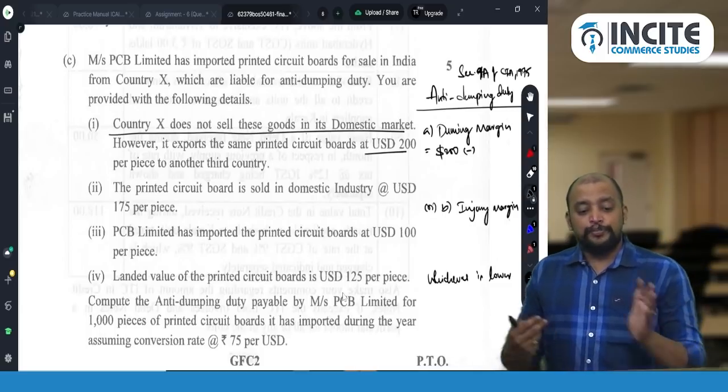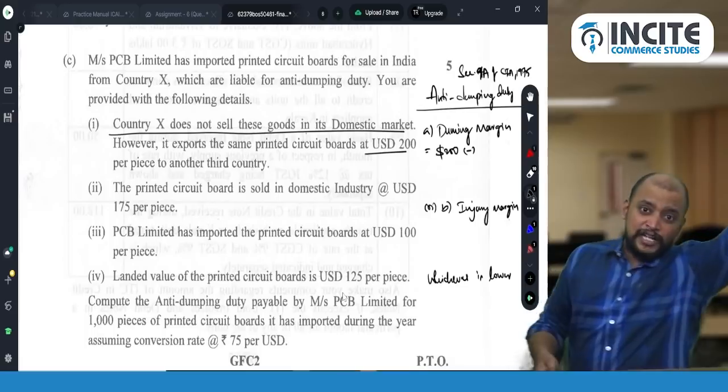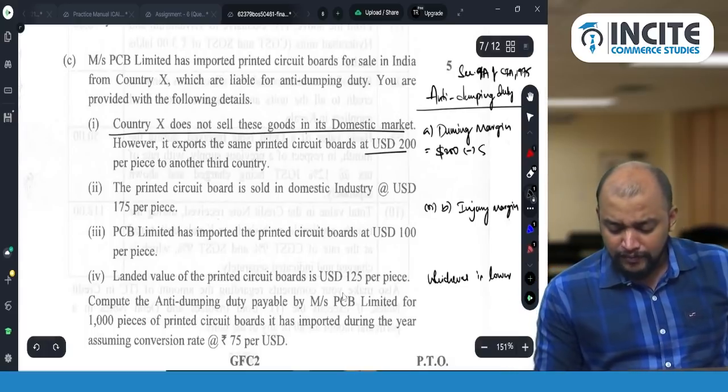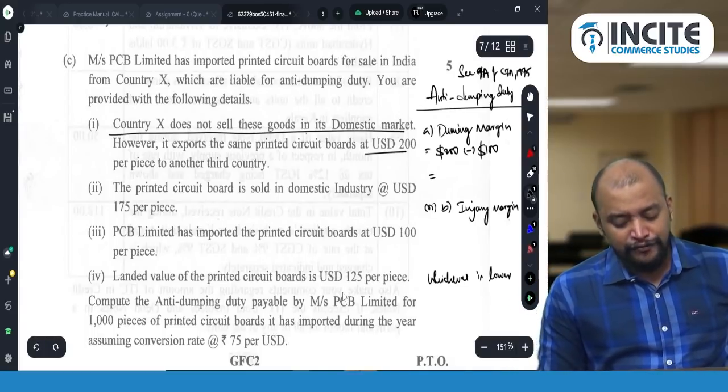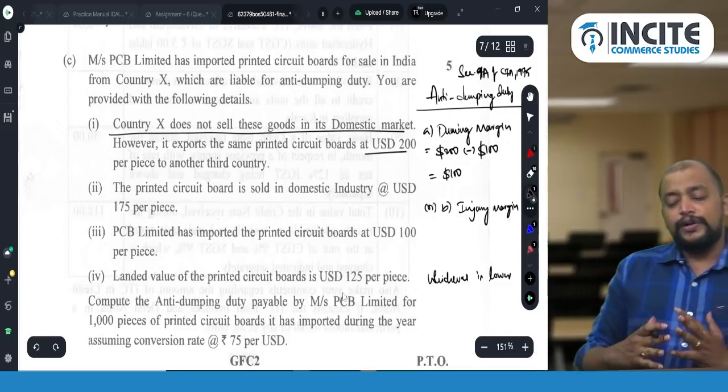PCB Limited has imported the printed circuit board at $100. If they have imported at $100, it means the exporter has exported at $100. So the dumping margin will be $100. Then the injury margin. What is the injury margin?